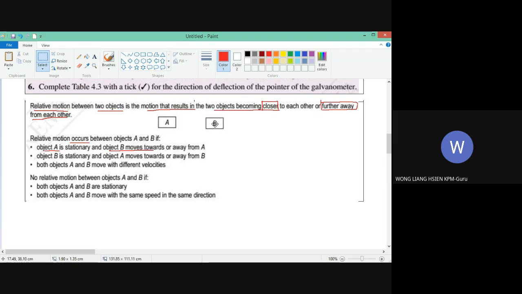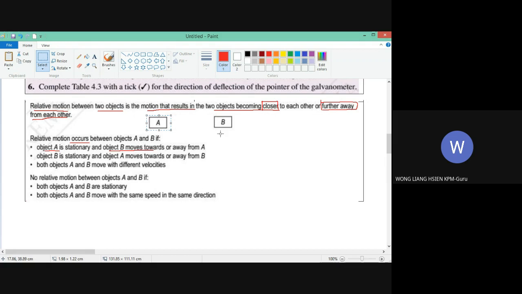Then we have relative motion. Or B is stationary and A moves away or towards B. That means B is not moving, but A is the one moving. In this case, there is also relative motion. Or both objects A and B move with different velocity. That means both are moving, but A is faster than B or B is faster than A, then there will also be relative motion.